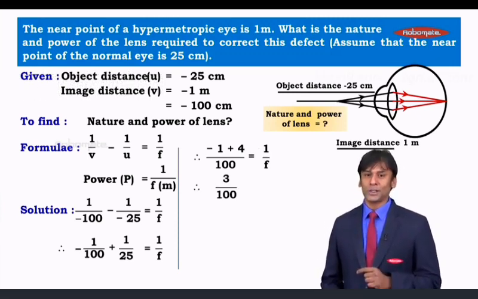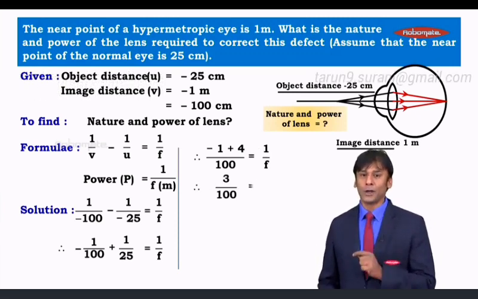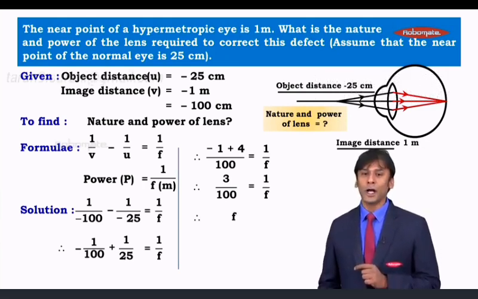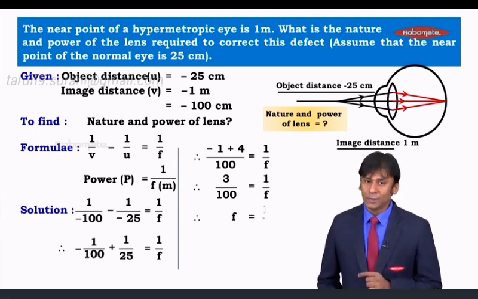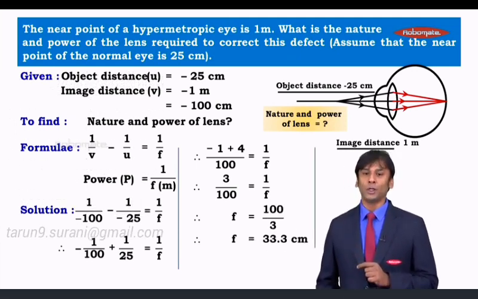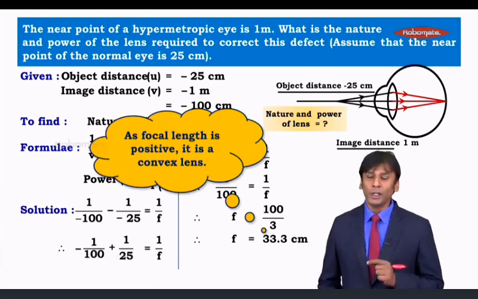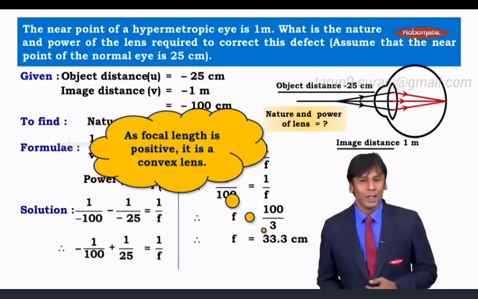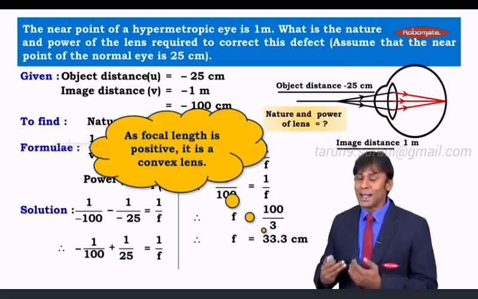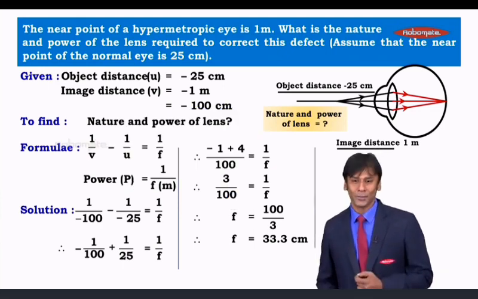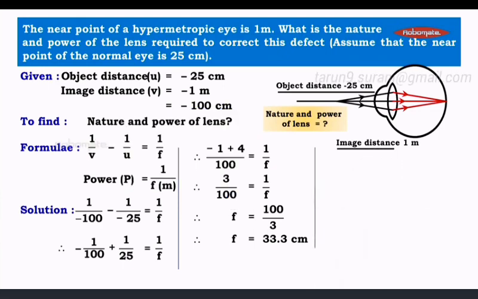So therefore students, from this the next equation is 3 upon 100 is equal to 1 upon f. Therefore f is equal to 100 upon 3. So we have this 100 upon 3, and 100 upon 3 is nothing but equal to 33.3 centimeter. Now here we can see the focal length is positive. Now as the focal length is positive, the lens which this person should use has to be a convex lens.